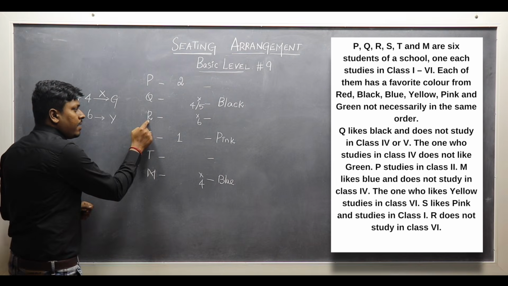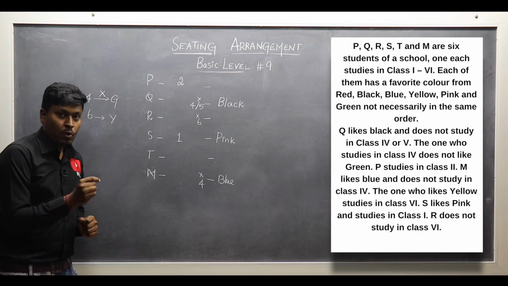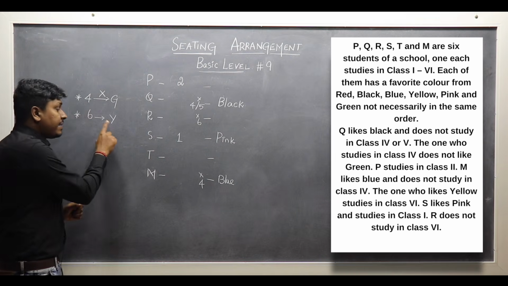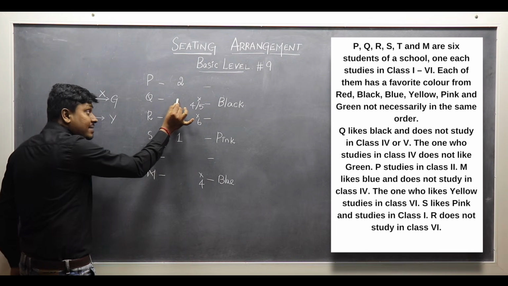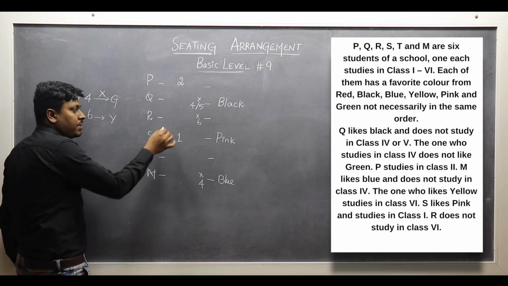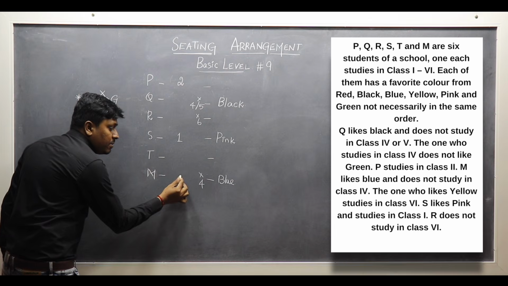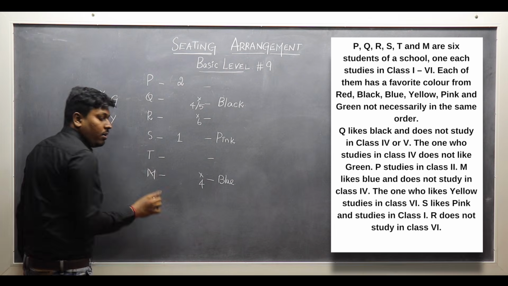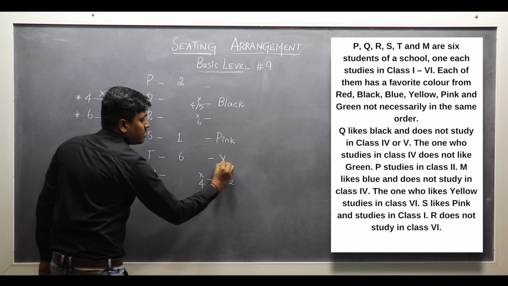We know that R is not studying in the 6th standard, and the person who is studying in the 6th standard likes yellow color. So I can't fix the 6th standard here, because if I fix 6, this should be yellow, which is not possible, and we already know R does not study in the 6th standard. There is only one chance: I should fix the 6th standard here and this should be yellow.